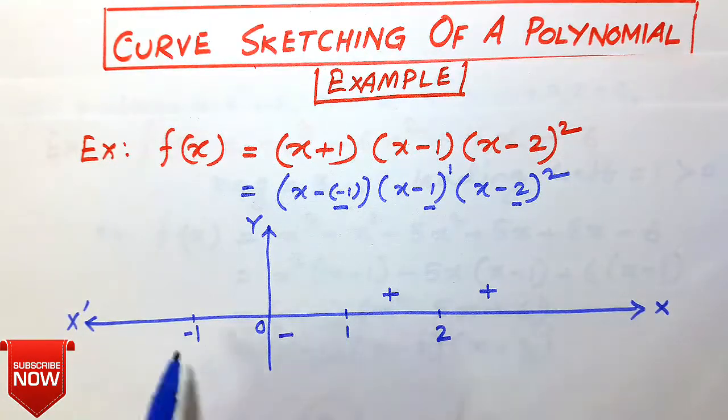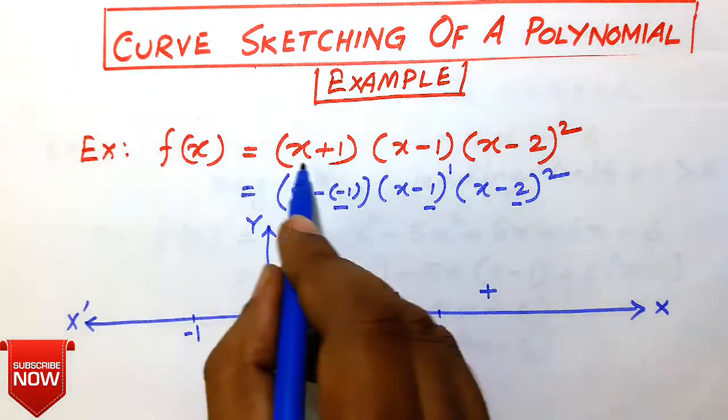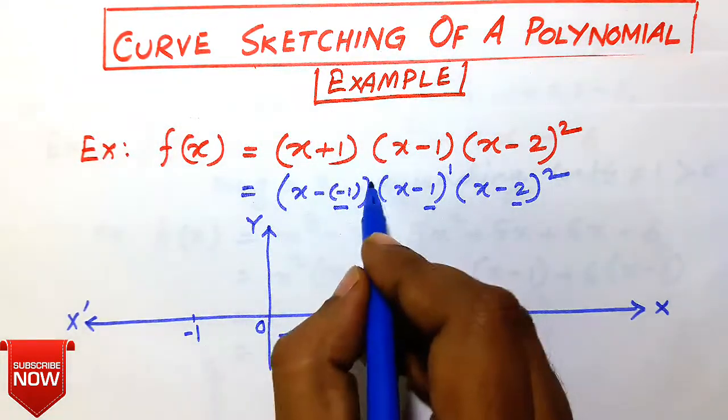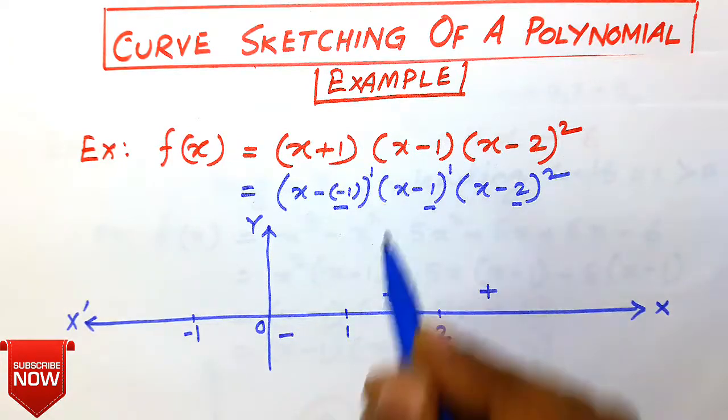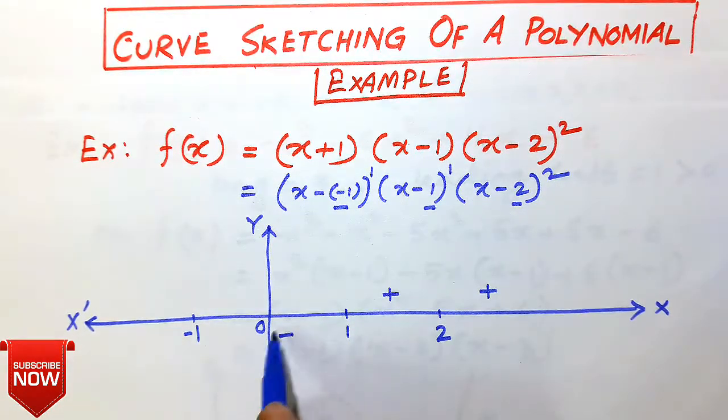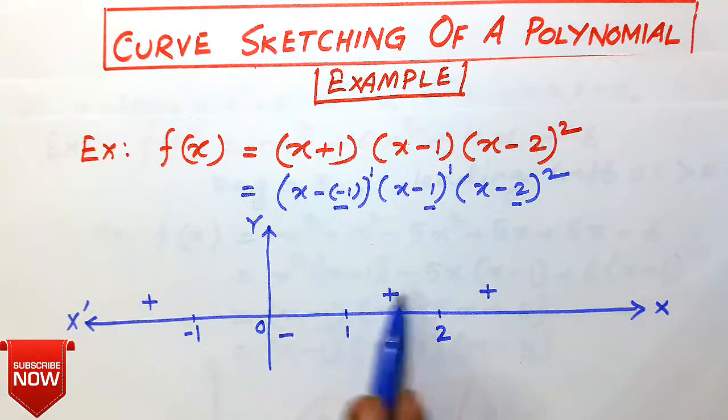Now the critical point is minus 1. x plus 1 is the factor and power is 1. 1 is an odd number. For this we have to change the sign. Previous sign was negative. Now we have to put a plus sign. So plus, minus, plus, plus.